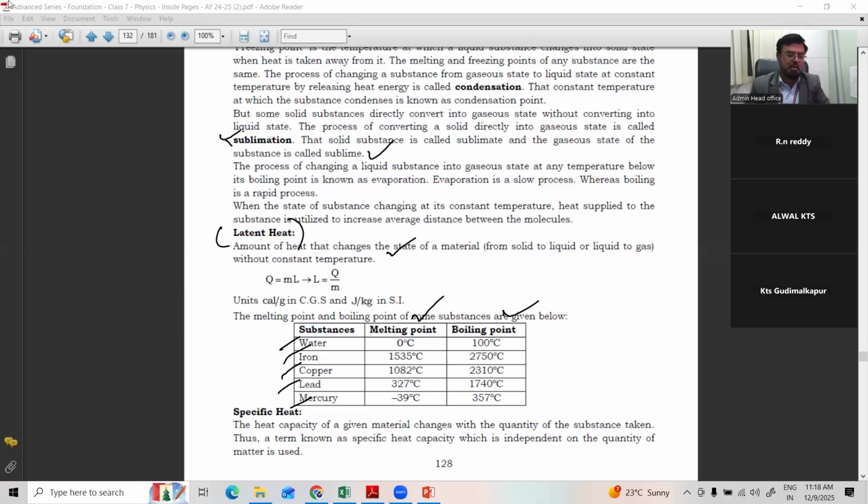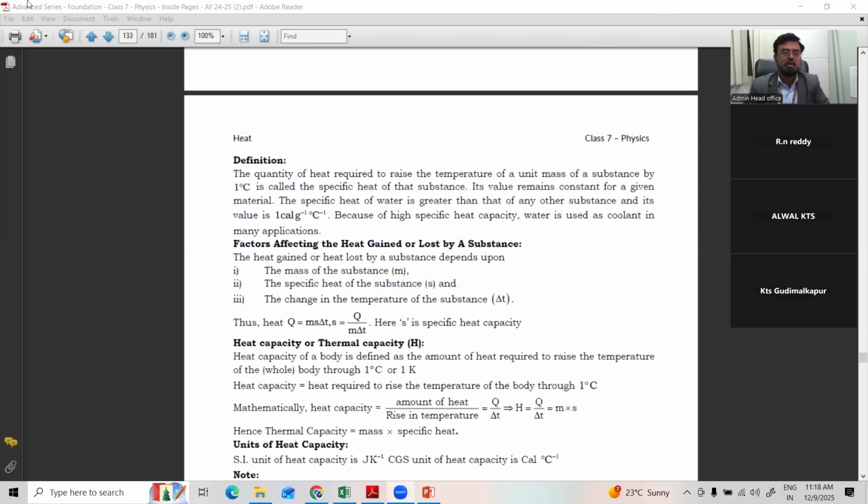So more details about latent heat will come across in higher classes. And last, we can see the specific heat. Generally, heat absorbed or radiated by a body mainly depends on some factors. That is, Q is directly proportional to mass and Q is directly proportional to change in temperature. Suppose you take 100 ml of water and 200 ml of water, and supply the same amount of heat for the same time.